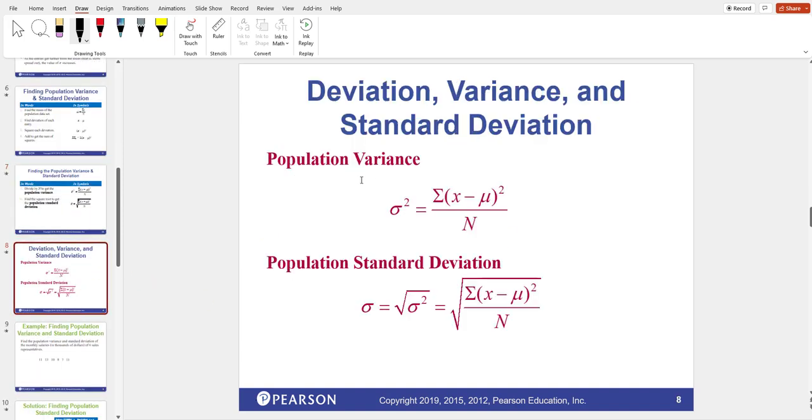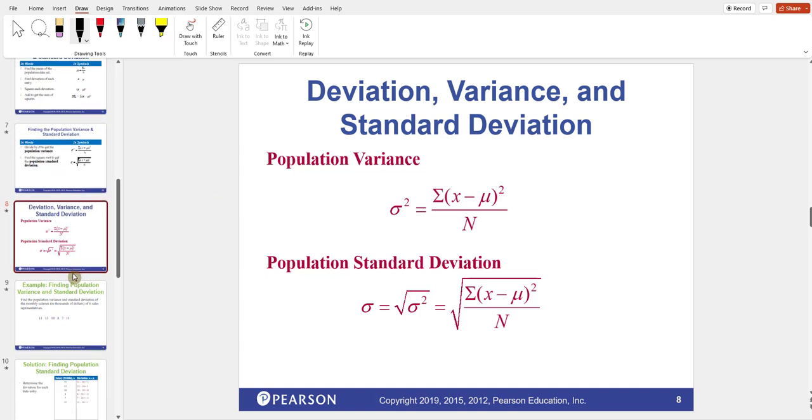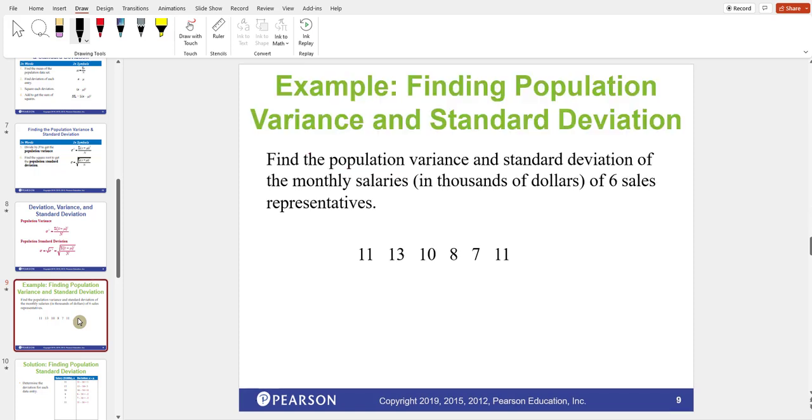So these are the formulas right here if you wish to do it by hand. I'll also show you how to do it in my Excel template. So let's go back to our example. I know in the example it said it was a sample of 6 sales reps, but let's say that this company only had 6 reps. Those are the only people that work for the company. So now you have 6 people who work for the company. That's the entire population of this company.